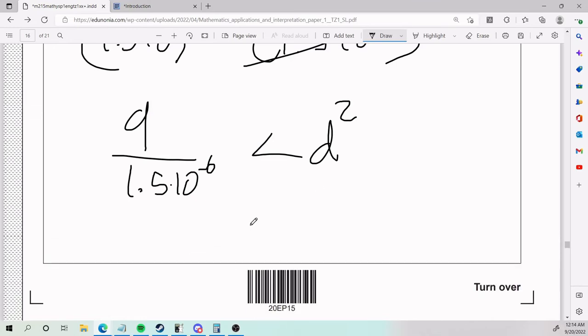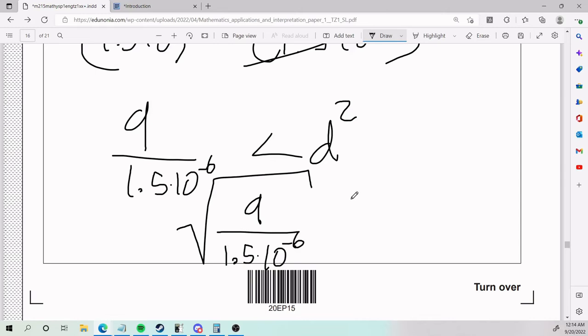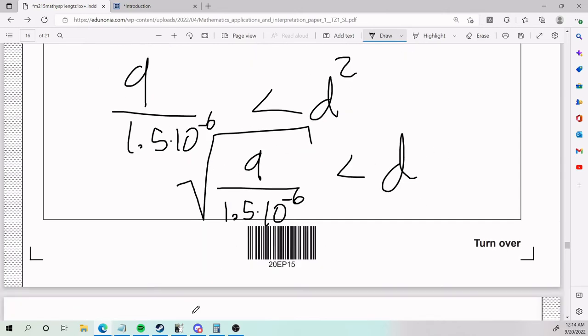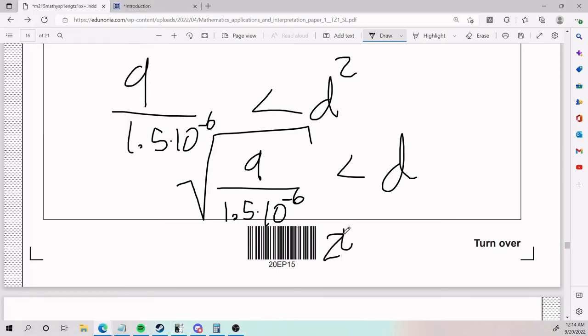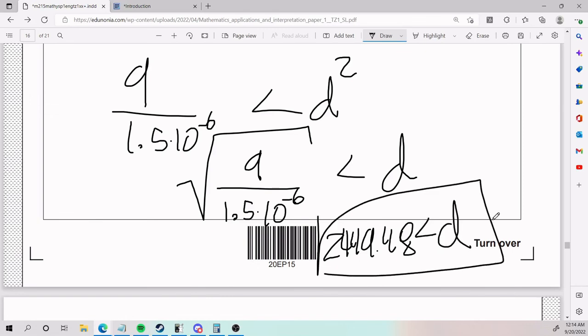I still need to get d alone, so I'm going to take the square root of both sides. That is one nasty square root. Sorry, it's been a long video. 9 divided by 1.5 times 10 to the power of negative 6, square rooted, is less than d. Whatever this gives me is my answer. So, calculator. We do the square root of a fraction: 9 divided by 1.5 times 10 to the power of negative 6. It gives me 2449.48 less than d. Less than or equal to d.